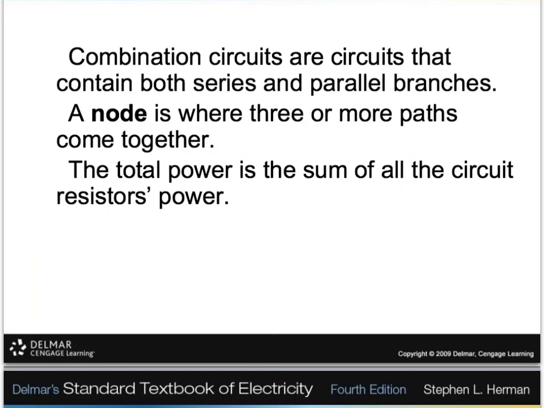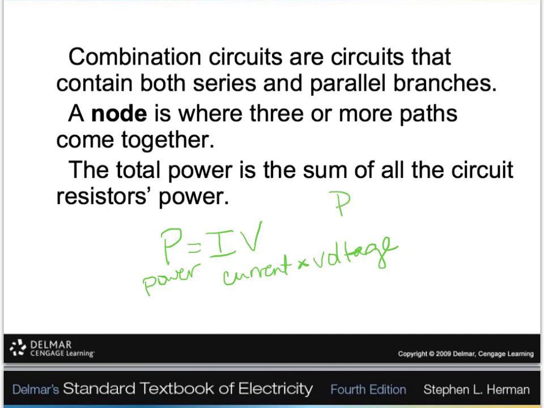So if we went and calculated P equals IV, that's how we're going to get our power. And that's the current times the voltage. If we went and did this for each resistor and then went and did it for the battery, we would find that the P for the battery would equal the power from 1 plus the power from 2 plus the power from 3 plus the power from 4.